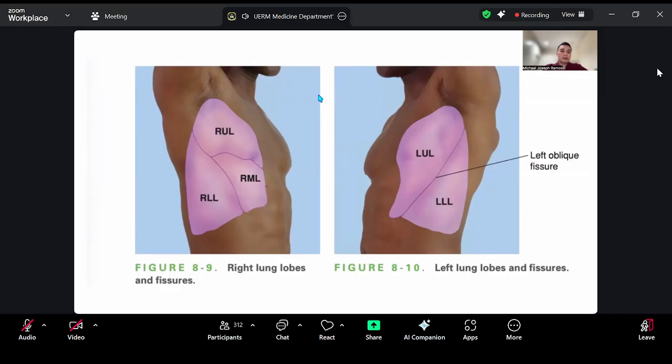On the left lateral side of the chest, the anterosuperior portion lies the left upper lung, while the postero-inferior area contains the left lower lung.